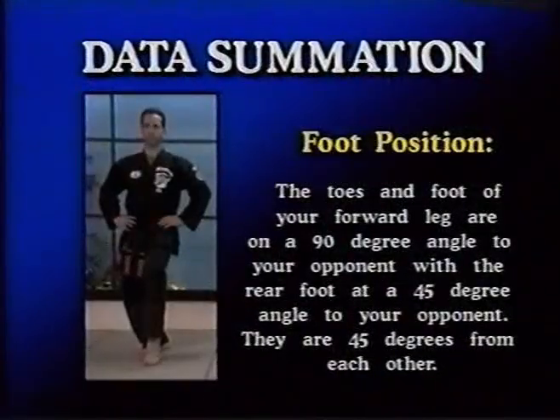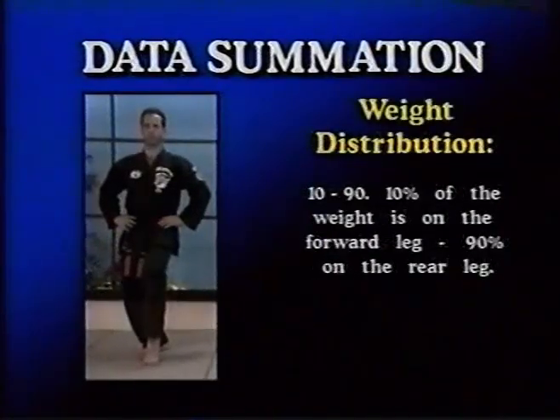Data summation of the 45-degree cat. Foot position. The toes and foot of your forward leg are on a 90-degree angle to your opponent, with the rear foot at a 45-degree angle to your opponent. They are 45 degrees from each other. Weight distribution, 10-90. 10% of the weight is on the forward leg, 90% on the rear leg.